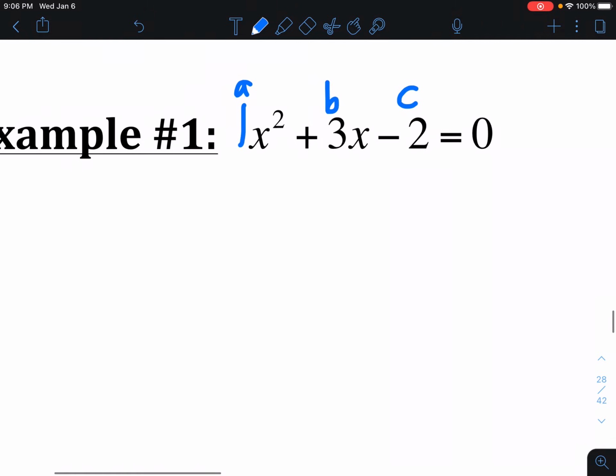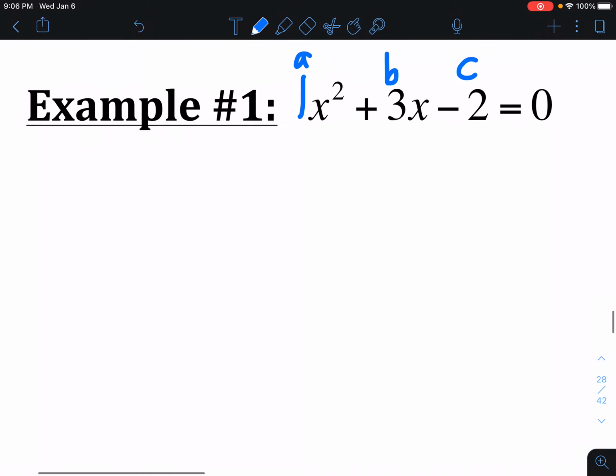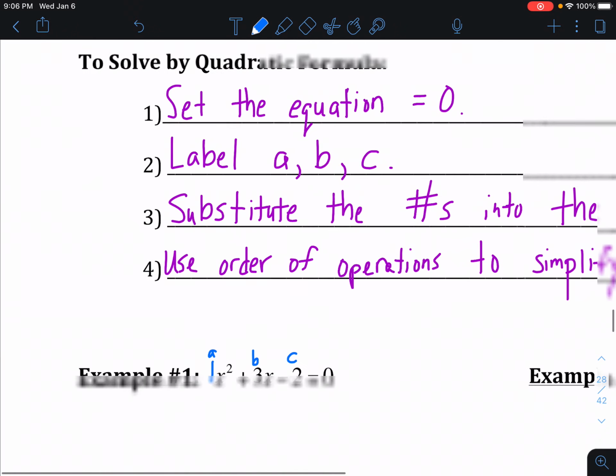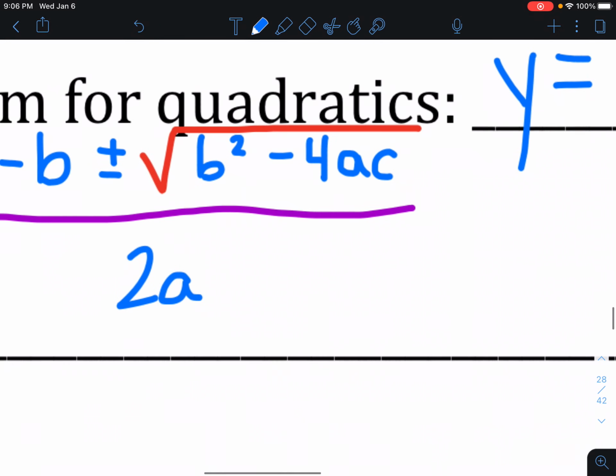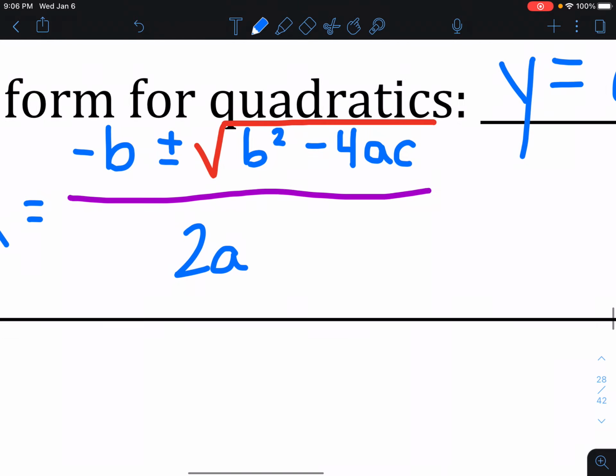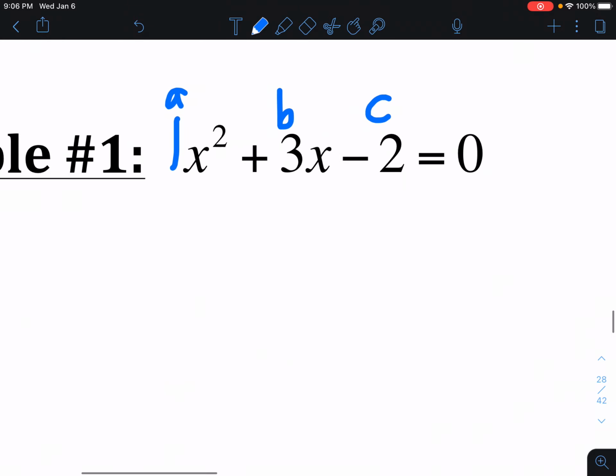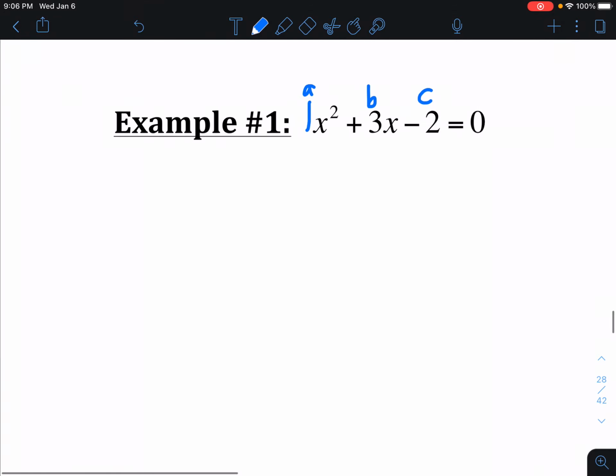So we're going to take these three numbers and plug them into the formula. So you're replacing a, b, c in the formula. You're no longer going to have an a, b, or c. You're going to have a bunch of numbers and mathematical operations. So again, this is solving for x. We are finding out the two x values that make the equation true.